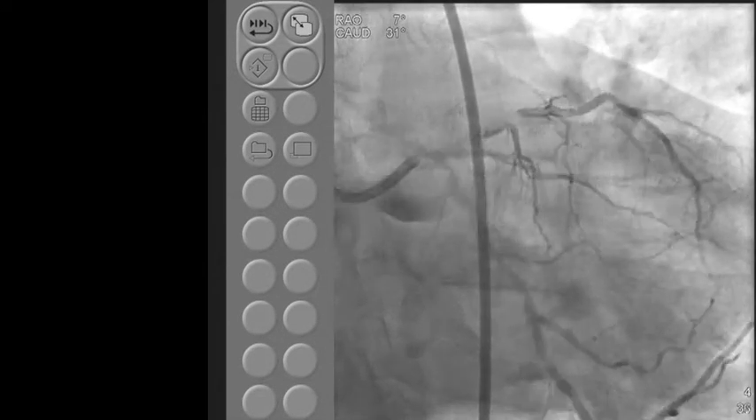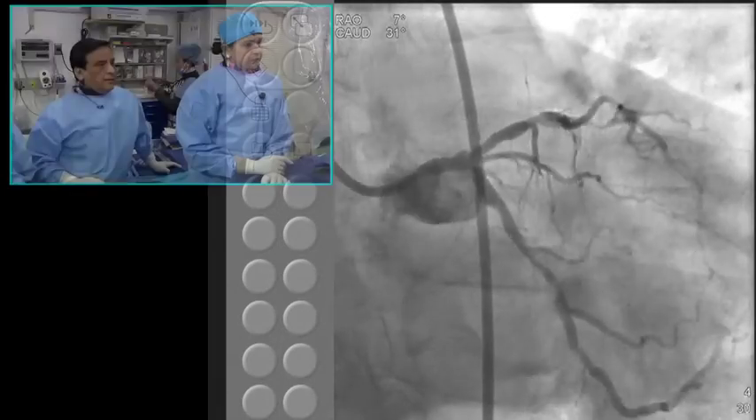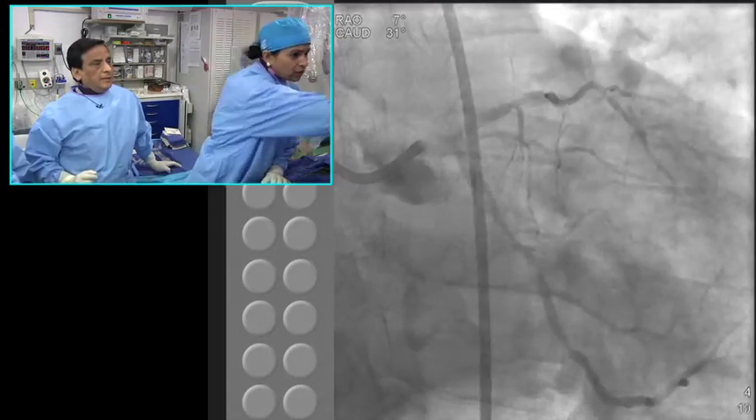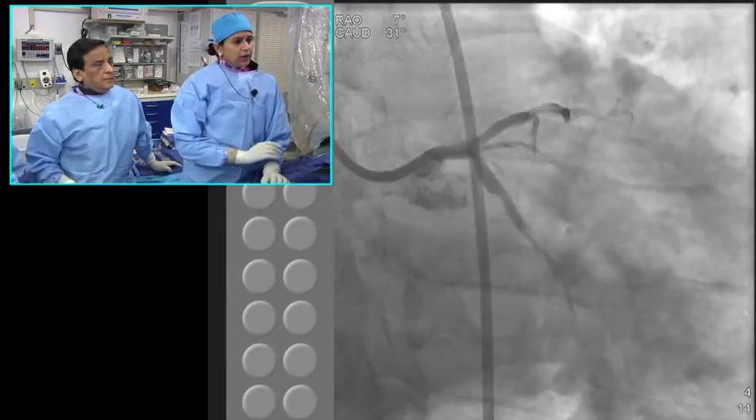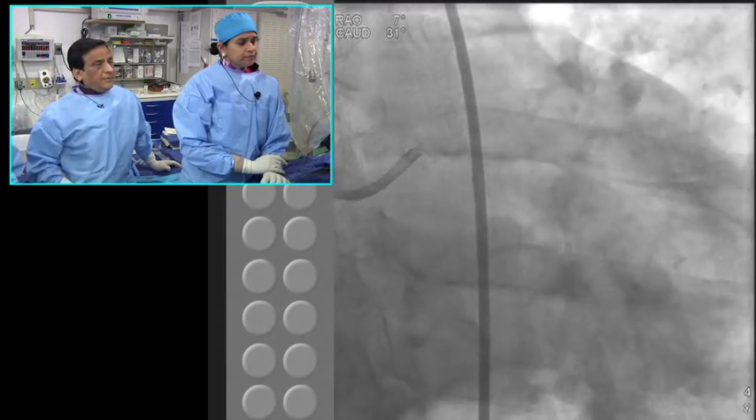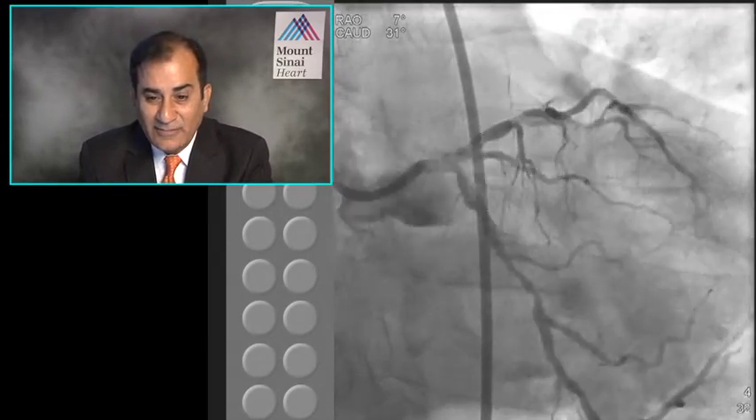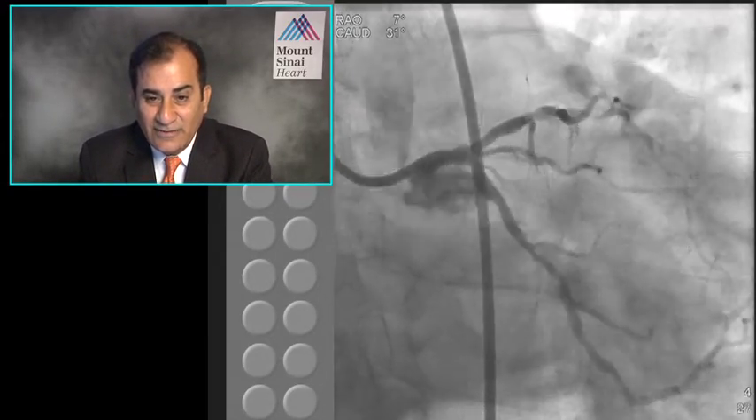Yeah, this is the circ. It's a long, moderate lesion. And the question is, do you go before the bifurcation? Stent across. Yeah. That is a 3.0, right? No, it's a 3.5. I wish we had a mechanism where we could have polled the audience, and I bet most of them would have said, leave it alone.